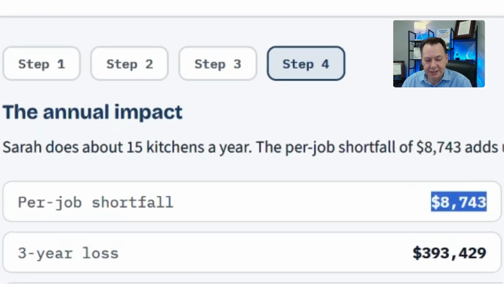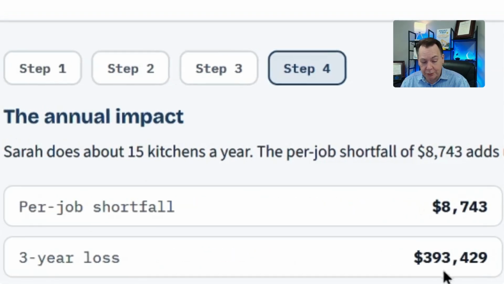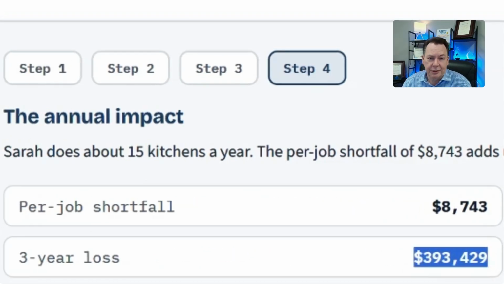So if she has an $8,700 shortfall on every job and she does just 15 kitchens a year, that's an annual loss of $131,000 in profitability. I see various versions of this all the time, and nobody wants to admit it, but over 3 years, that's $300,000, almost $400,000 in loss. It's just sad to say that I have seen people bidding like that for years.